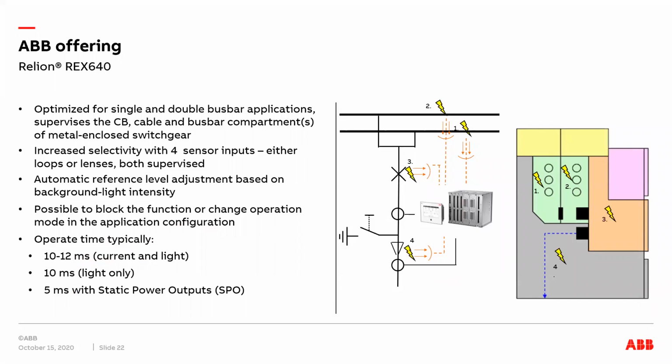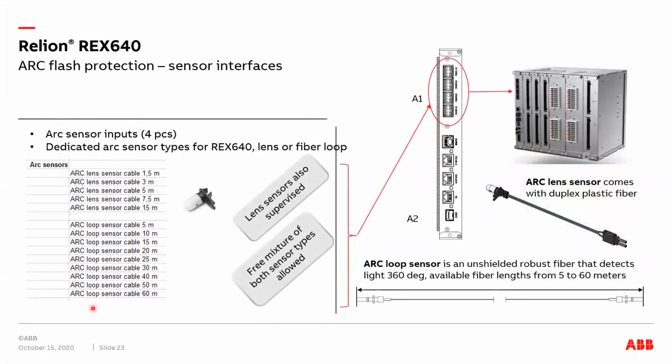If you look at the sensors available, we have different sensors available for both the REA system and also for the REX640. So we have different lengths of the lens sensor cables and also of the loop sensor. We have up to 50-60 meters of a fiber loop that can be installed throughout a switchgear, for example, which is quite a cost-effective solution if you want to protect the whole switchgear with one loop.